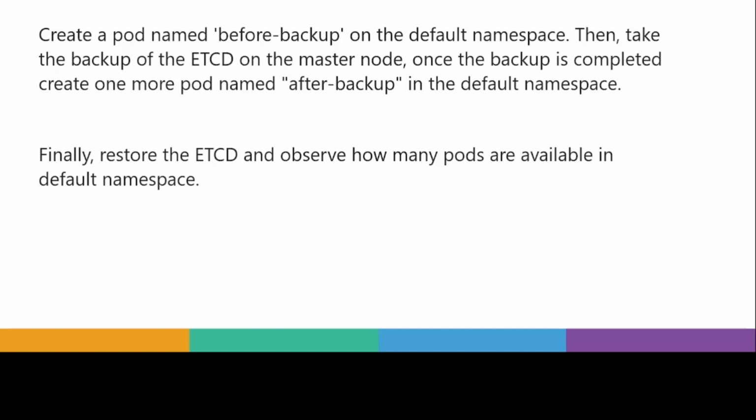Here's the question: create a pod named before backup in the default namespace, then take the backup of the etcd on the master node. Once the backup is completed, create one more pod named after backup in the default namespace. So before taking the backup, we are creating one pod, and once the backup is completed, we are again creating one more pod, and finally we are going to restore the etcd and observe how many pods are available in the default namespace.